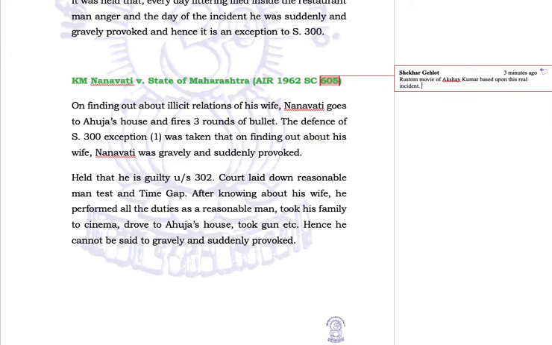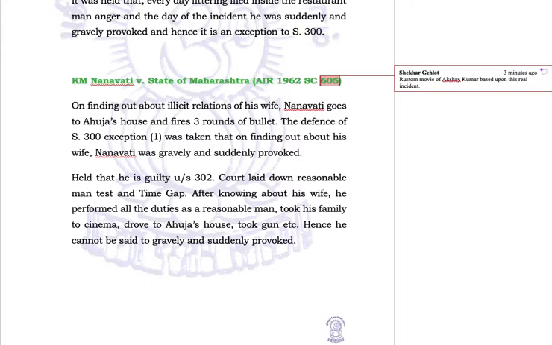That means there is a gap of 10 to 12 hours between knowing of the illicit affair and killing of Ahuja. Court says for 10 to 12 hours, someone cannot be provoked gravely. We cannot expect someone was so lost in his senses that for 10 to 12 hours he could not think of anything else than killing a man. So within 10 to 12 hours he had time to think over his act, and if he could have thought over his act, then he should not have done it.